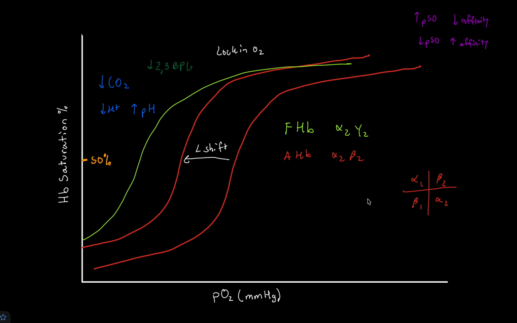And a simple way that you can remember this is think of fetuses or babies in general. They need more of pretty much everything. They need more attention, they need more care, they need more time, and they need more oxygen. So just remember that with fetal hemoglobin, we do not have beta subunits, we have gamma subunits, and this results in an increased amount of oxygen affinity.